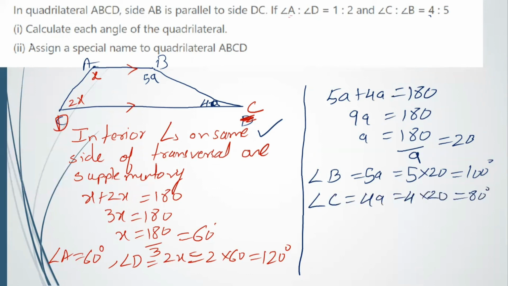Got it, children? And they ask for the special name of the quadrilateral ABCD. Since one pair of opposite sides is parallel, the special name here is trapezium. This quadrilateral is a trapezium. Got it, children? Understood? So be careful while naming here A, B, C, D. So this vertex has to be C and D. The angles are given in a ratio 1:2, so if I take A as x, then D has to be 2x. If the ratio of C to B was 4:5, if I take C as 4A, B is 5A. Got it, children? Okay, let's go for the next question.